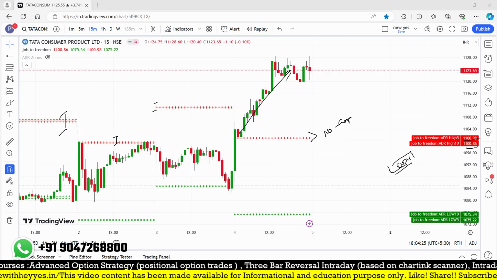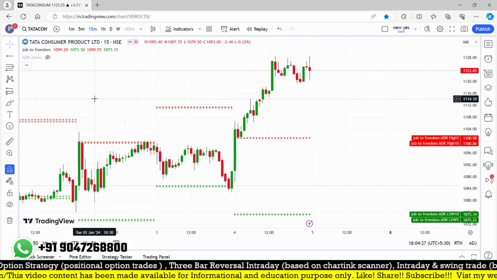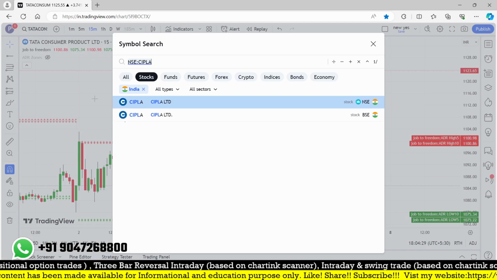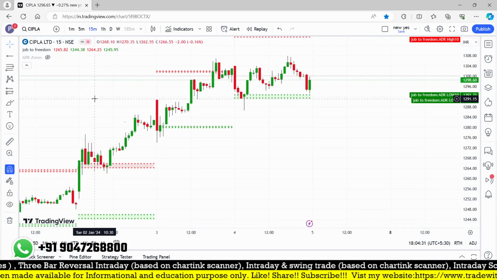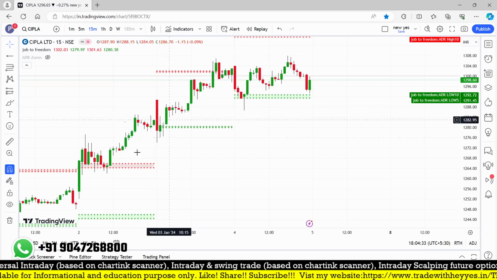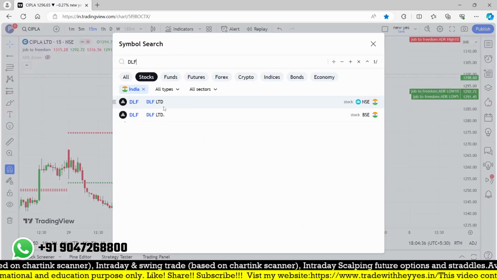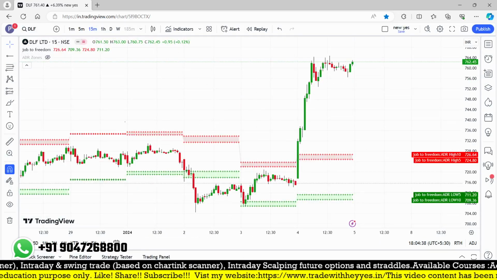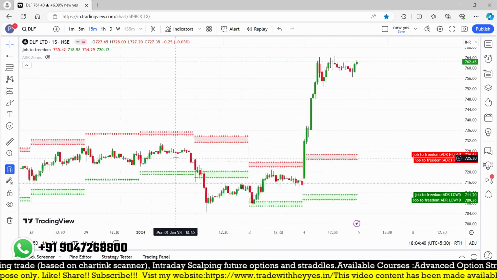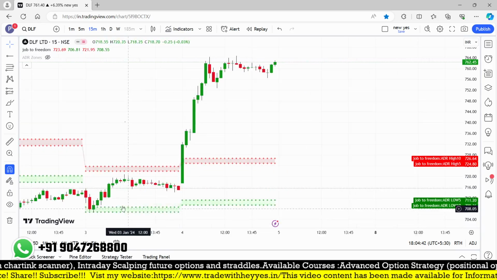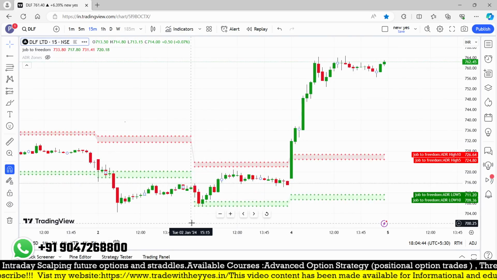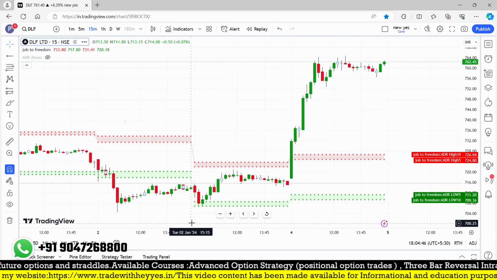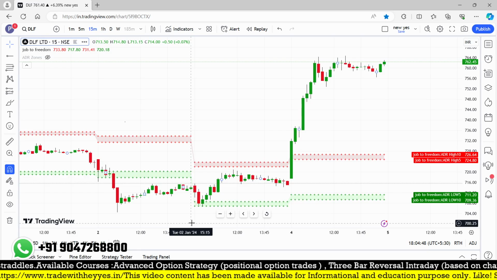Someone was talking about the stock Cipla. And one more thing I will show you in DLF. Cipla yesterday was a reversal. And if you look at DLF, you can see here at this point, it just started recovering yesterday, and it took support. So this particular level acts as a good support as well as a resistance.